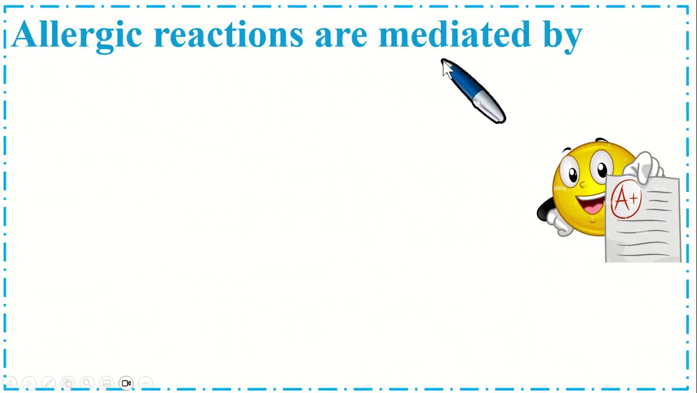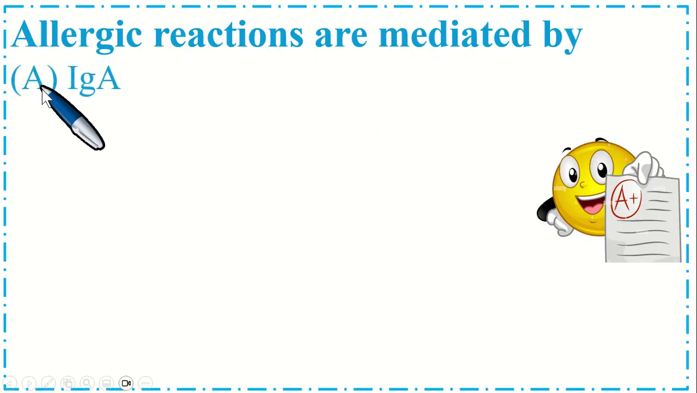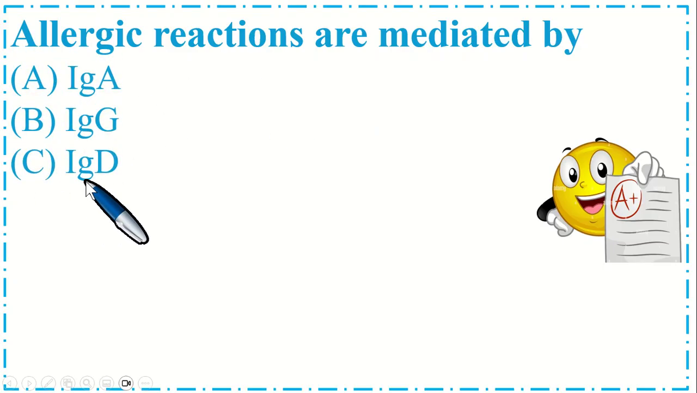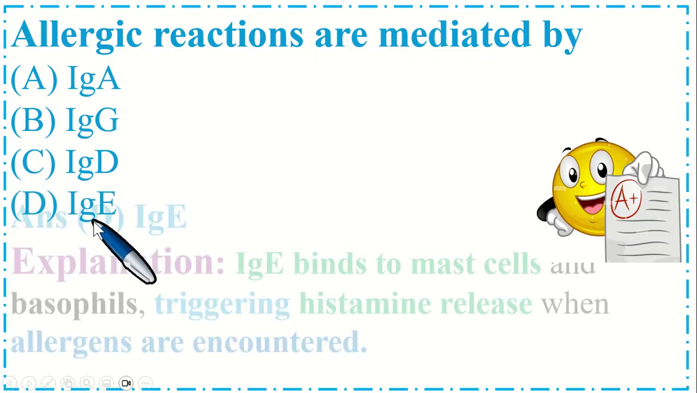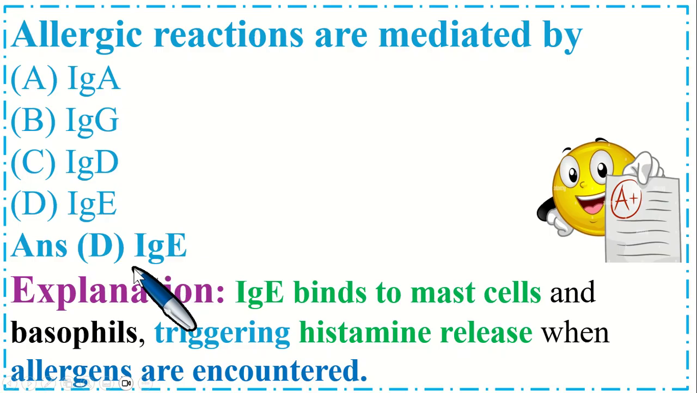Allergic reactions are mediated by option A IgA, B IgG, C IgT, and option D IgE. So the correct option is D IgE. Explanation is IgE binds to mast cells and basophils, triggering histamine release when allergens are encountered.